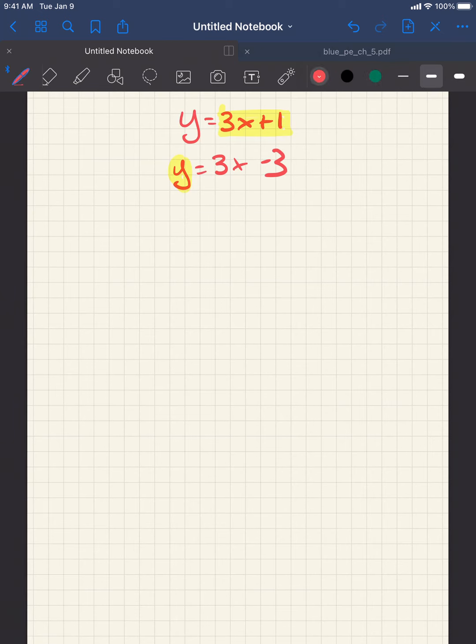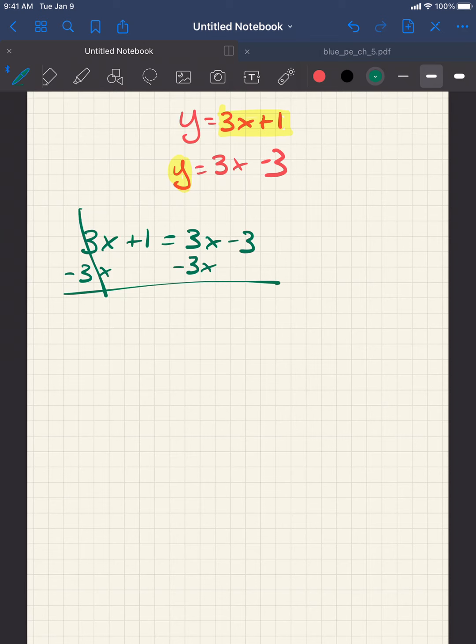And my new big equation will look like this. 3x plus 1 equals 3x minus 3. To solve this, I need to get my x's on the same side, which means I'll subtract 3x, subtract 3x. 3x minus 3x cancels out, so I'm left with a 1. But now look right here. 3x minus 3x is canceling out again, which means I'm just left with my negative 3.